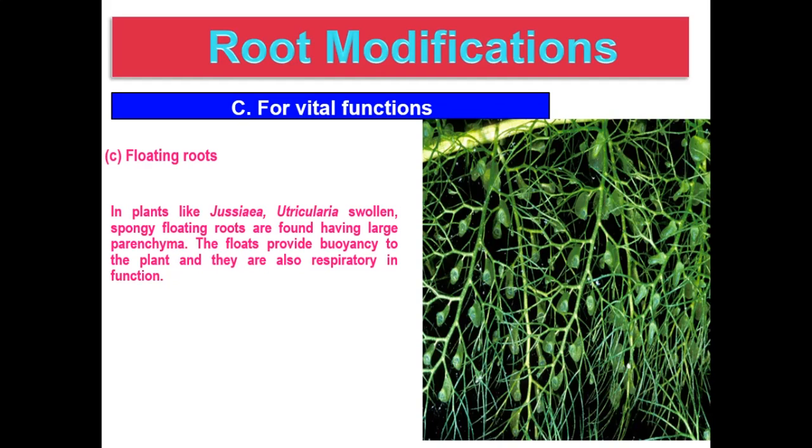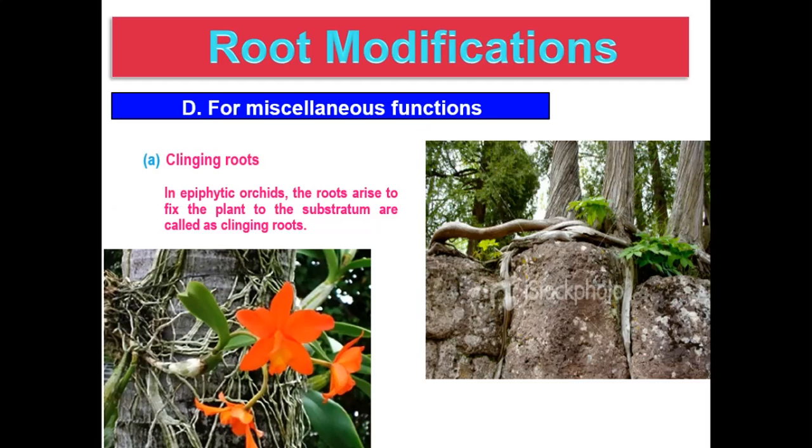Floating roots, in plants like Utricularia, swollen spongy floating roots are found having large parenchyma. The floats provide buoyancy to the plant and they are also respiratory in function. This is a vital function, breathing roots, and we can also use Utricularia as an example for respiratory function.